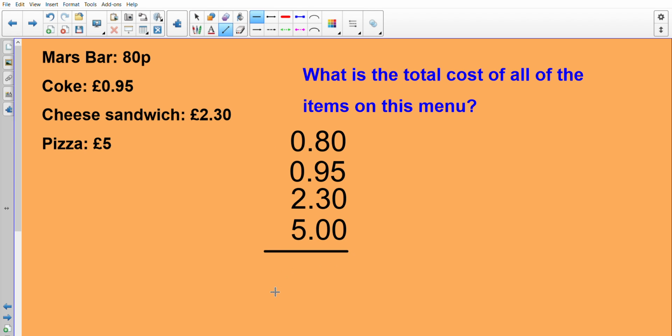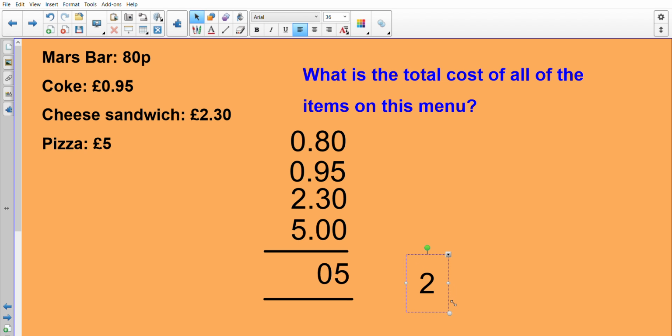So we'll put our lines here, and let's do some column addition. So 0 add 5 add 0 add 0 is 5. 8 add 9 is 17. Add 3 is 20. So we put our 0 here. And we carry the 2. Let's just make that a bit smaller. I put mine up there. And then 5 add 2 is 9.